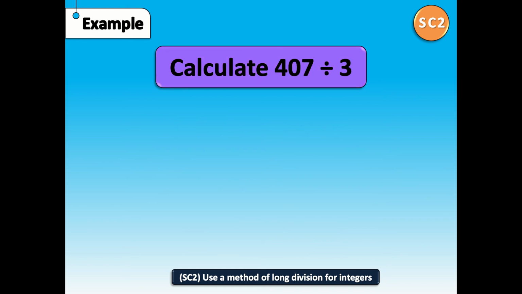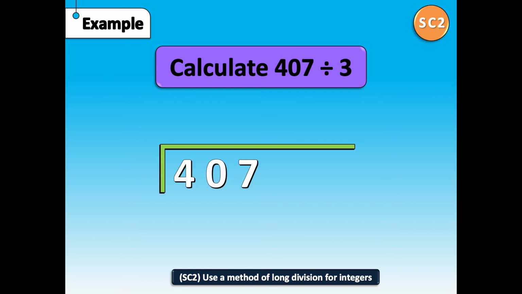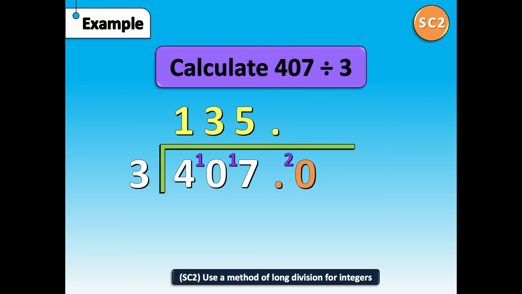Here's another example. This time we want to do 407 divided by 3. So we use a bus stop. 3 into 4 goes once with 1 remainder. 3 into 10 goes 3 times with 1 remainder. 3 into 17 goes 5 times but with 2 remainder. So we put a decimal point and a 0 underneath and a decimal point on top. We've got a remainder of 2, so we carry the 2 onto the 0.